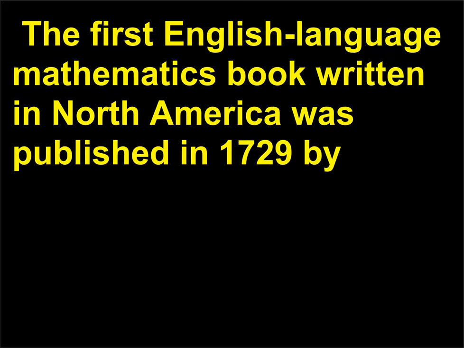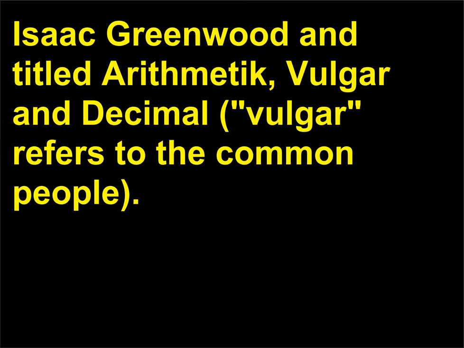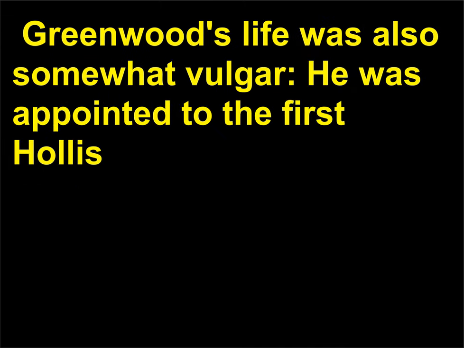The first English-language mathematics book written in North America was published in 1729 by Isaac Greenwood and titled Arithmetic, Vulgar and Decimal. Vulgar refers to the common people. Greenwood's life was also somewhat vulgar.